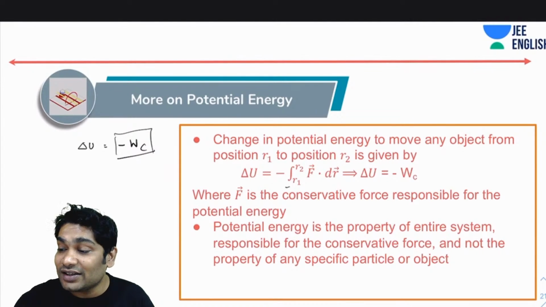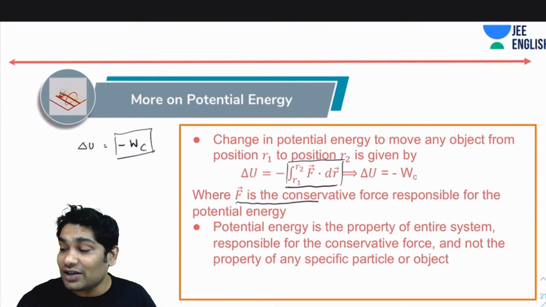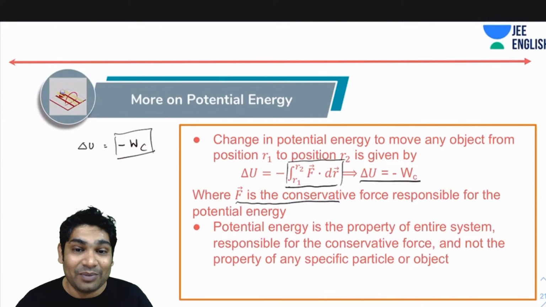See, this is the work done by a conservative force while going from position R1 to position R2, right? So you realize F is your conservative force. So this is the relation between delta U and the work done by a conservative force.